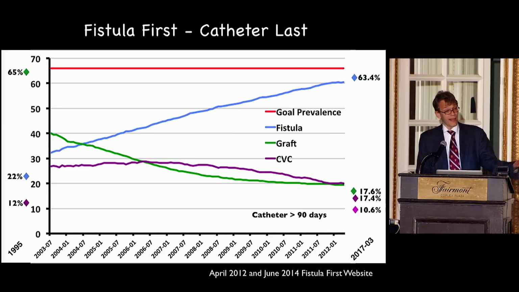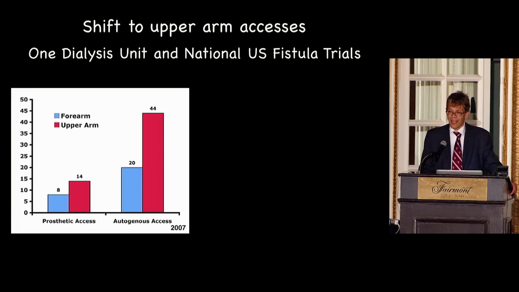And we've gotten there. We have 60% plus fistulas now. We have less than 10%, I think newest numbers 9 point something percent, long-term catheters. And that's good. But if you look at what type of fistulas we are creating, they're different from the ones that we initially used and that are used in many other parts of the world. So in a random dialysis unit, just looking at where the accesses are located, forearm versus upper arm, 2/3 are in the upper arm and only 1/3 is in the forearm.